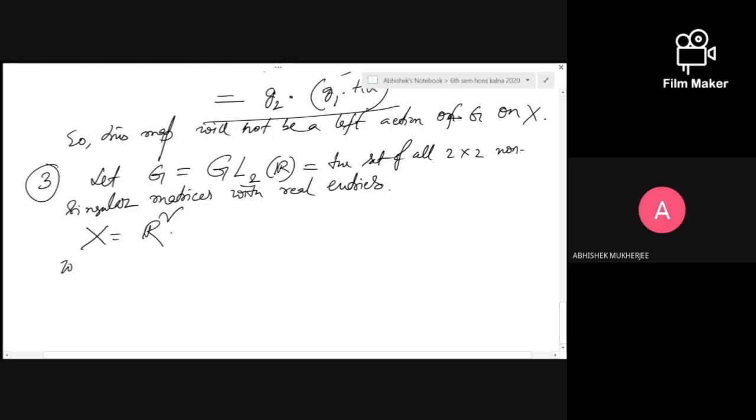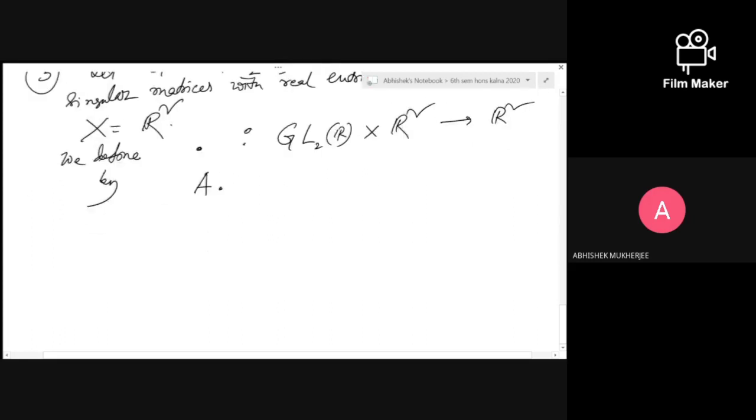Then we define a map dot from the group G, that is GL2R, cross the set X, where X is R2, to the set R2. By the rule, we are considering a matrix from this group, suppose capital A, and let us consider the elements of R2 as column vectors. So then we have A dot (x, y).